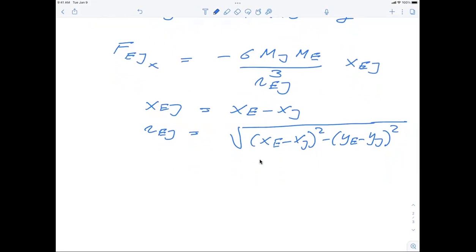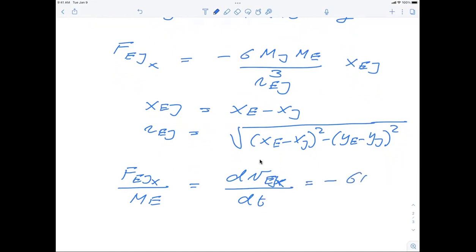This means that the force we have now, F_EJ of x, divided by the mass of the Earth, is the acceleration which we need to plug into the code. This is the same as the derivative of the x component of the velocity of Earth, dt. So this is the acceleration which it gets from the interaction with Jupiter, and that's given by minus G times m, and then we have this distance. So this is multiplied. Oh, sorry, just a moment. This is not what I wanted to show you.